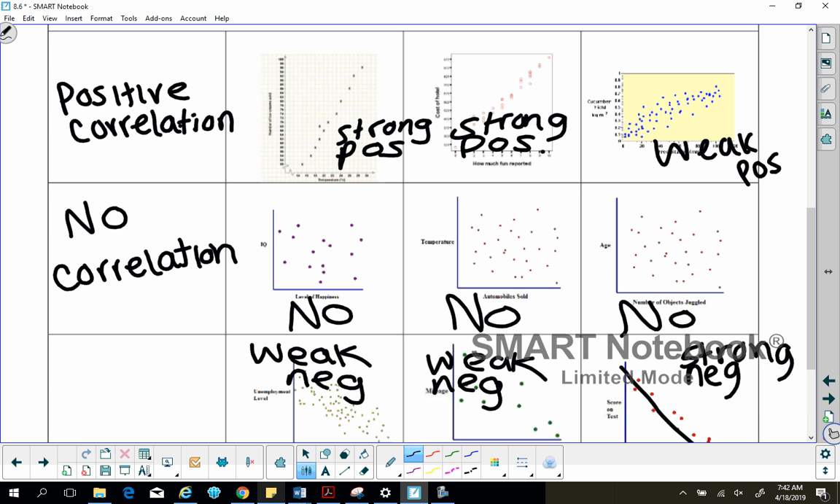We're going to learn how to put it in our calculator and actually find it. But altogether, what do these all have in common? They're all one type of correlation. Negative. Does everyone understand about the graphs? Cool. Turn to the next page.